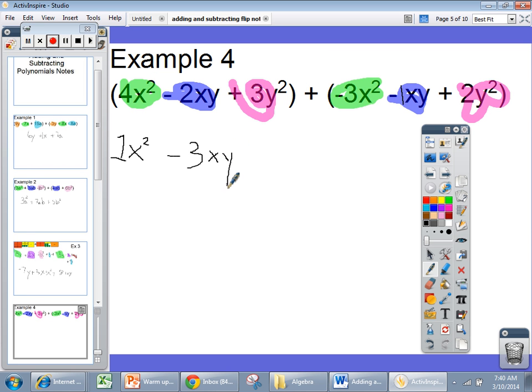All right, and then last but not least, we have a positive 3y squared and a positive 2y squared. 3 plus 2 is... All right. So far we've pretty much only done adding. It gets a little bit more tricky with subtracting. We just have to do one more step before we can actually do it. Are you ready for subtracting?